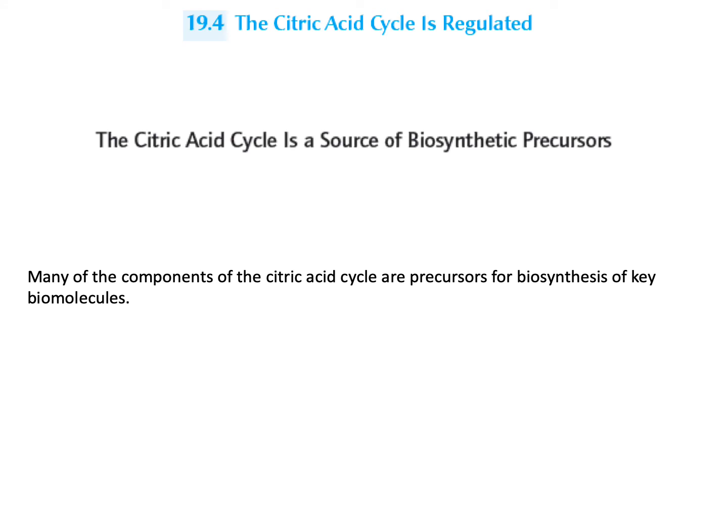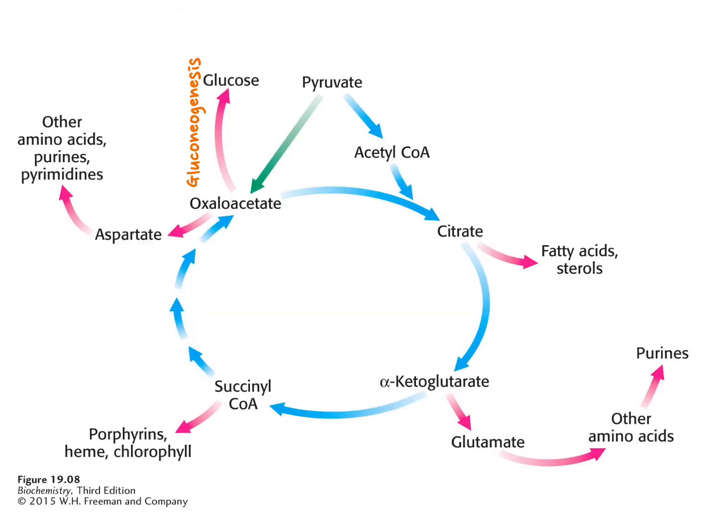The citric acid cycle is a source of biosynthetic precursors. Many of the components of the citric acid cycle are precursors for biosynthesis of key biomolecules. We can see that oxaloacetate can synthesize glucose through gluconeogenesis, and all the other arrows show that those intermediates can be used to synthesize other compounds.